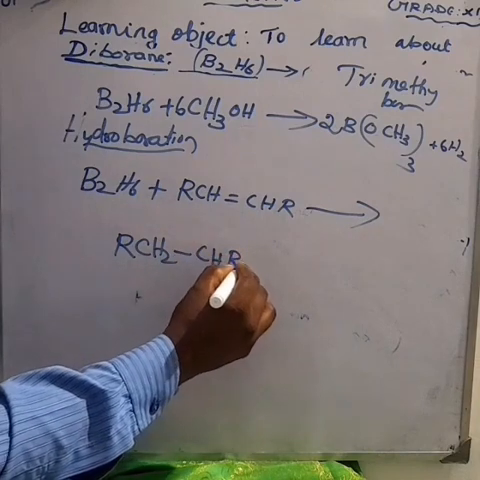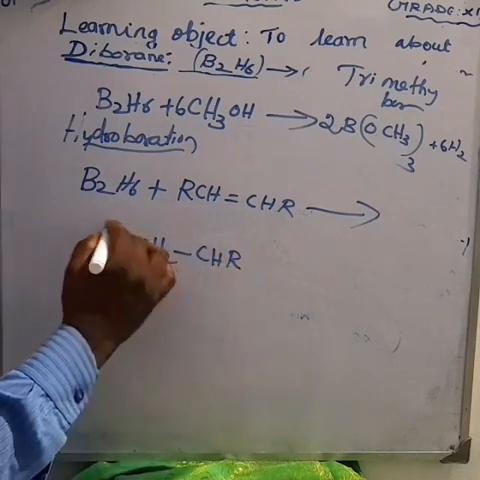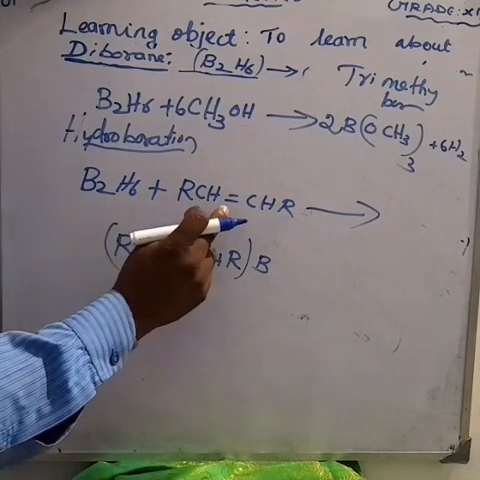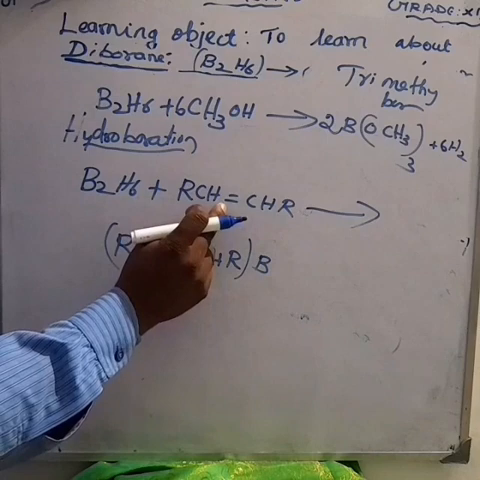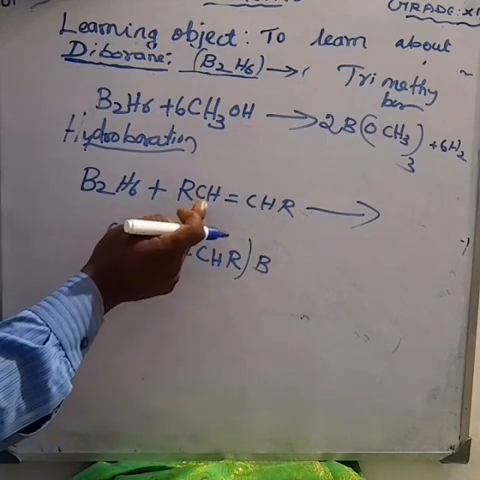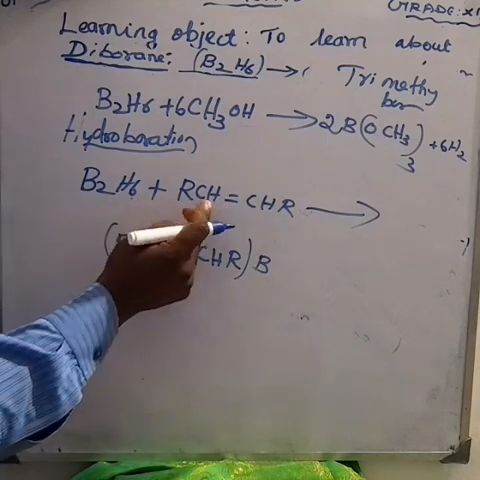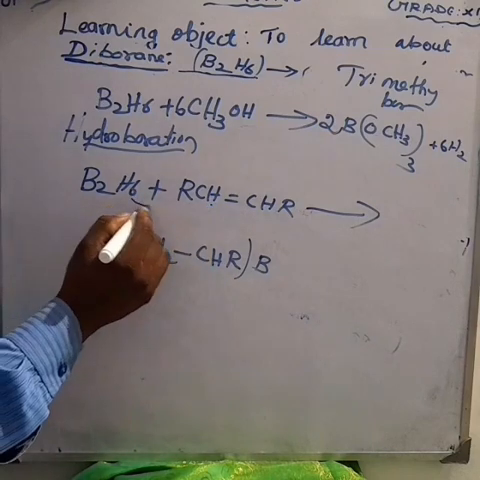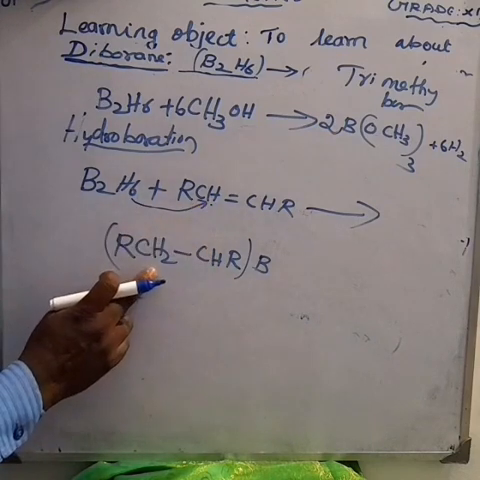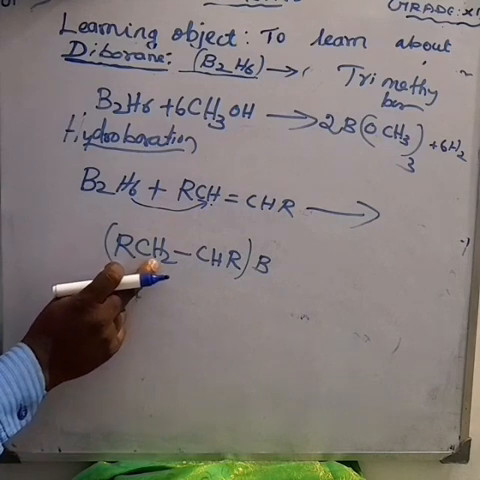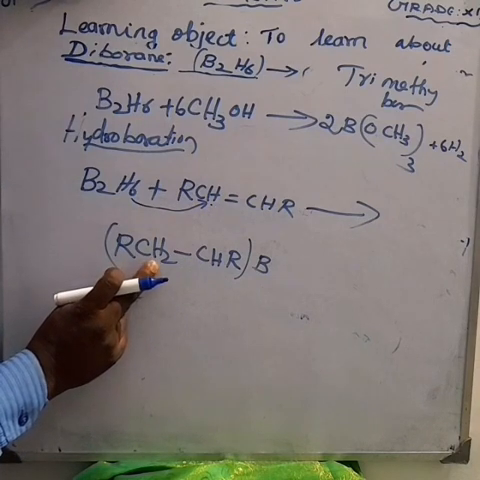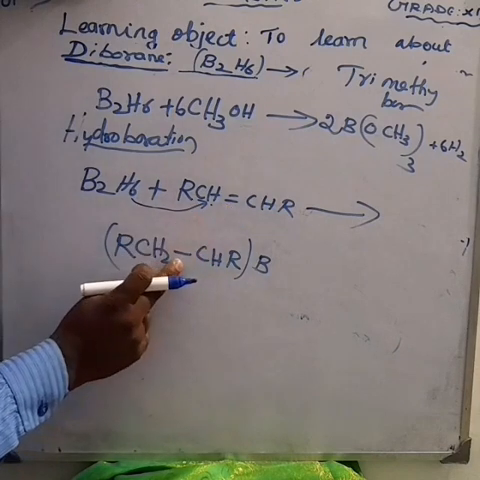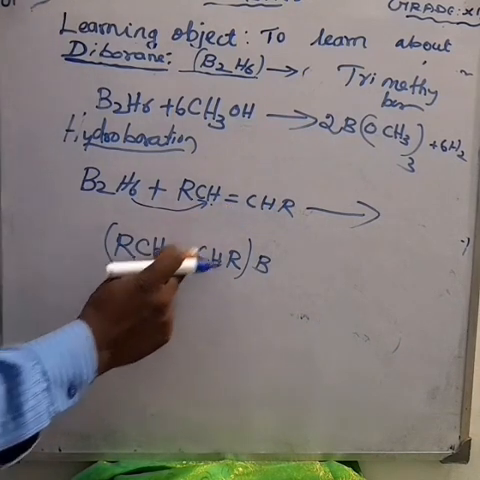RCH2 CH into B. Am I right? That is about the boron. This compound we get. Listen all of you. What is happening here means one of the hydrogen will be attached here. One of the hydrogen is attached here. So the CH is converted into CH2. Can you understand? The double bond is converted into single bond.